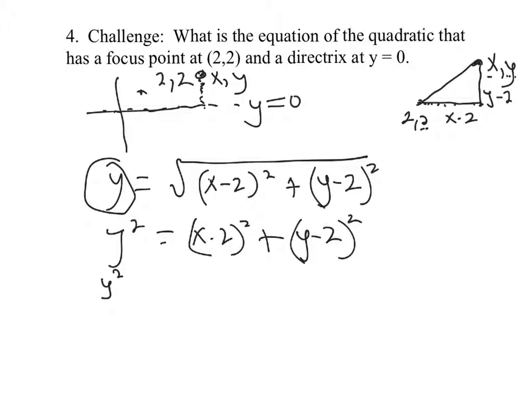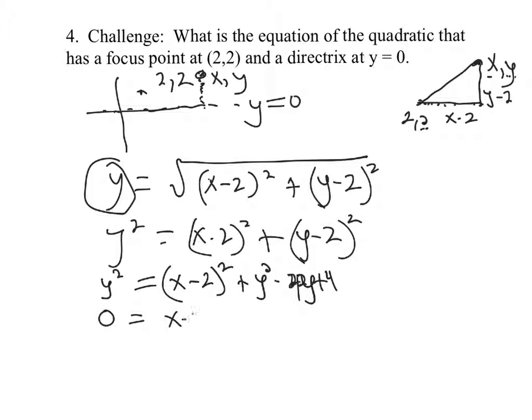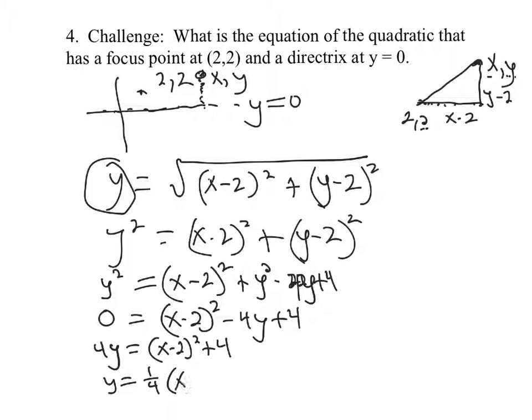All right, when we multiply this out, we're going to get x minus 2 squared, I'm going to just leave that for now, plus y squared minus 2y plus 4, minus 4y. And we're going to get y squared. We're going to cancel out the y squareds on both sides. So we're going to get 0 is equal to x minus 2 squared minus 4y plus 4. And that means we're going to get 4y is equal to x minus 2 squared plus 4, or y is equal to 1/4 x minus 2 squared plus 1.